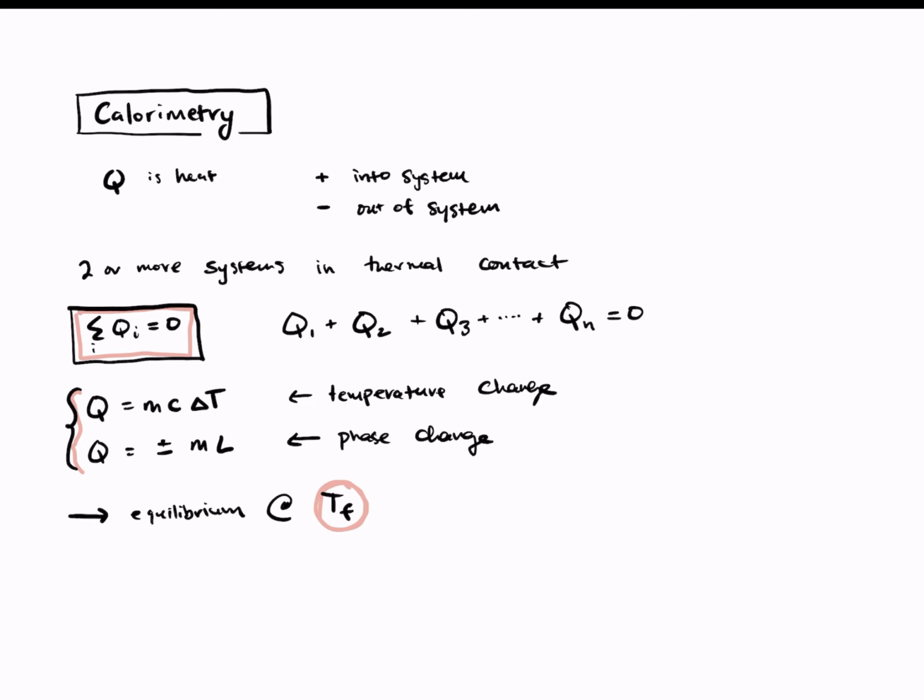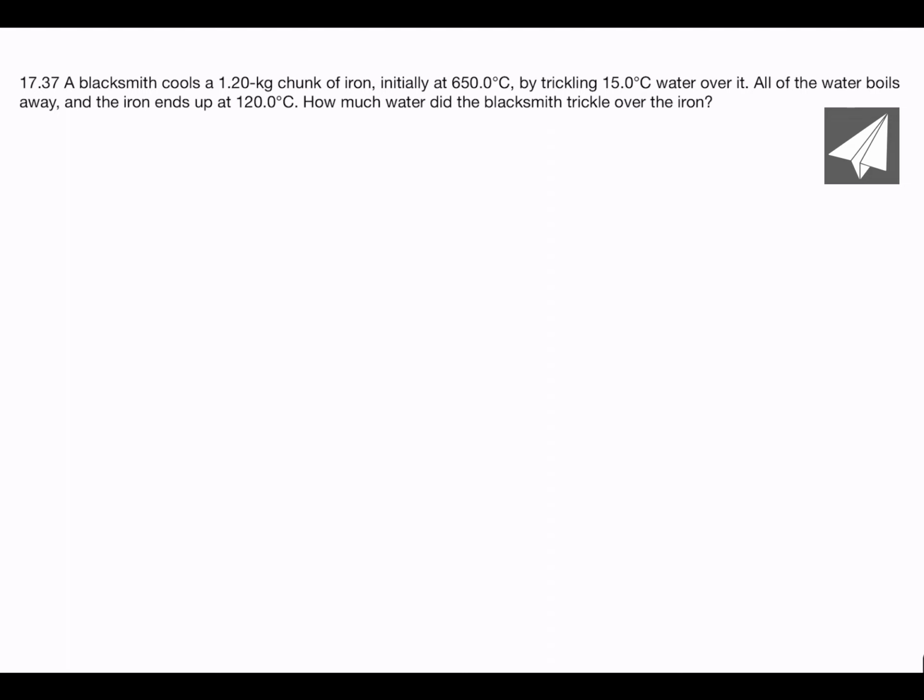So we're gonna do an example problem. Okay, so let's do an example problem that you can find in the book. This is 17.37 in the 14th edition of the textbook. So we have a blacksmith who cools a 1.2 kilogram chunk of iron.